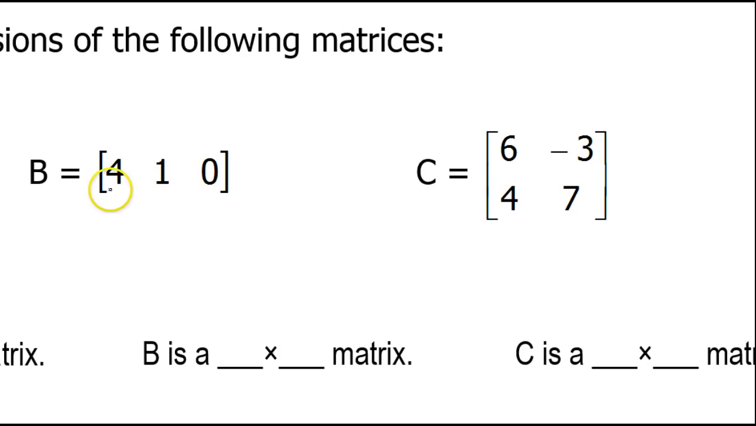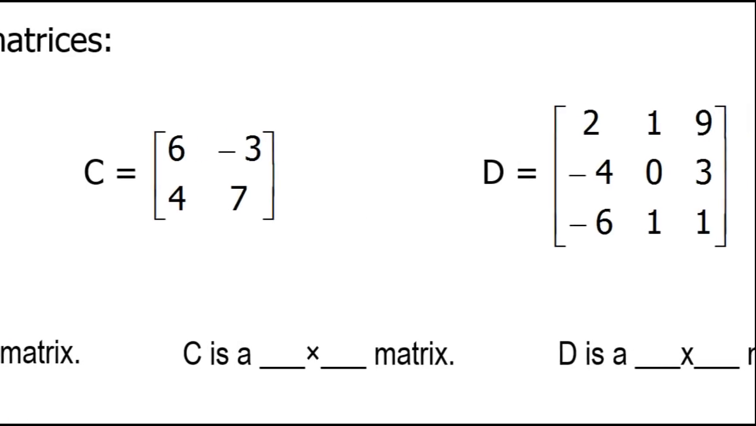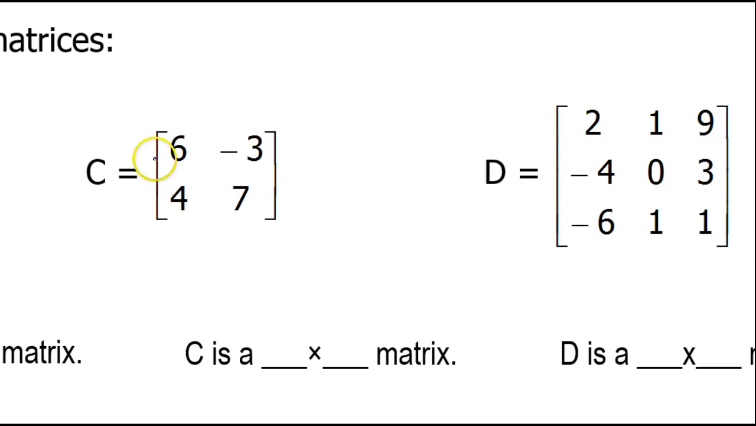By contrast, matrix B is a row matrix. It has 1 row and 3 columns, 1, 2, 3. So matrix B is a 1 by 3 matrix. Matrix C is a square matrix. It is a 2 by 2 matrix because it has 2 rows and 2 columns.